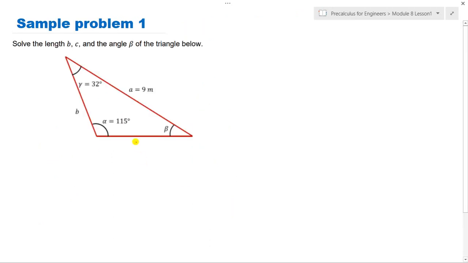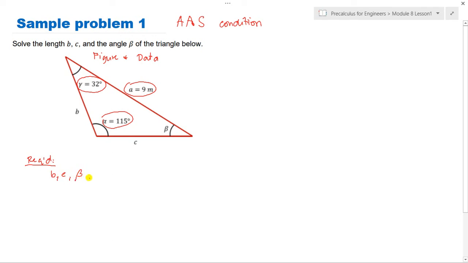So for sample problem number one, we have here a figure. So ato itawag, this is figure and data. Okay, for sample problem number one, ato pod ni i-denote ang type of triangle by looking at the givens. Given niya is we have an angle alpha, then followed by another angle, which is gamma for side C, so that is angle again, and then the third one is the side A, that is AAS. So this is an angle-angle-side condition. Okay, kung naa kay AAS nga condition, then makasolve ka sa remaining nga mga unknowns. So here ang atong requirements is we're going to solve for the side B, the side C, and the angle beta. Okay?